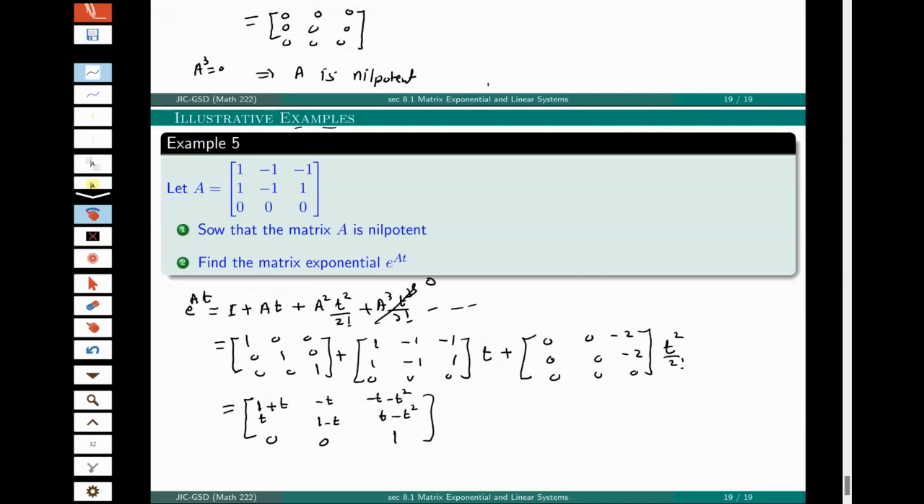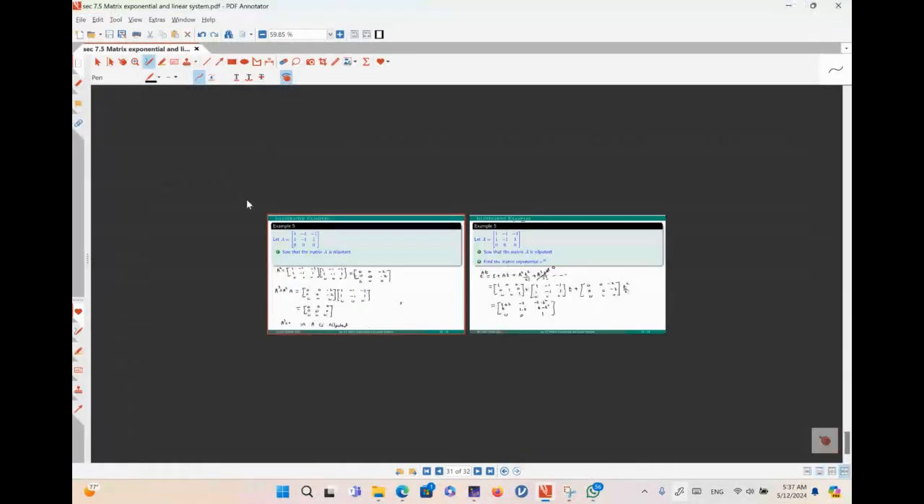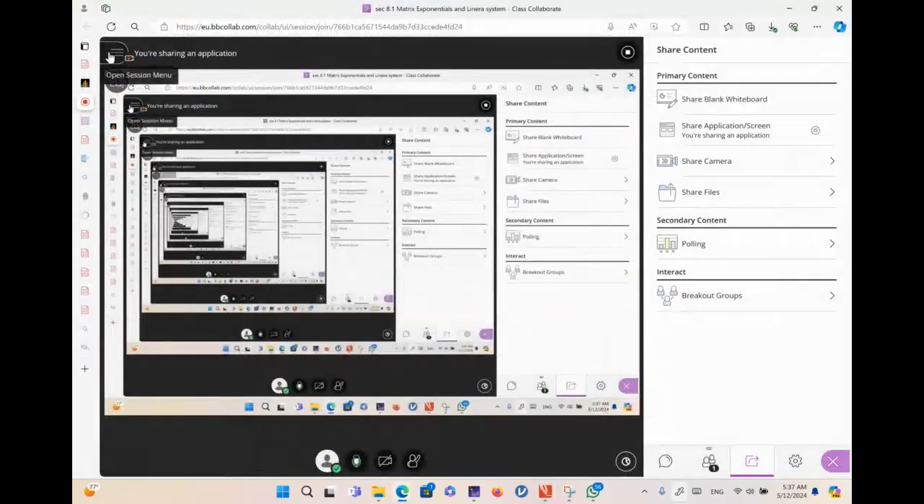That is a nice question, and that's the end actually. That is all for section 8.2, I guess, exponential matrix and linear system.